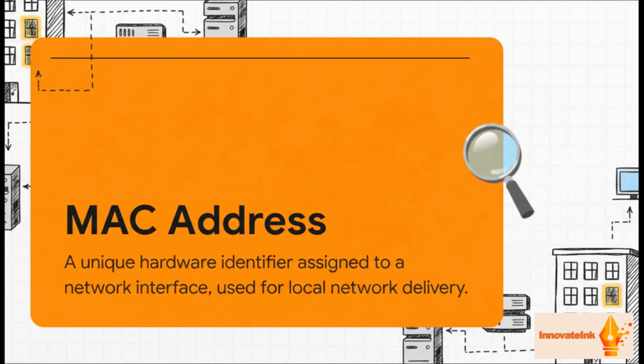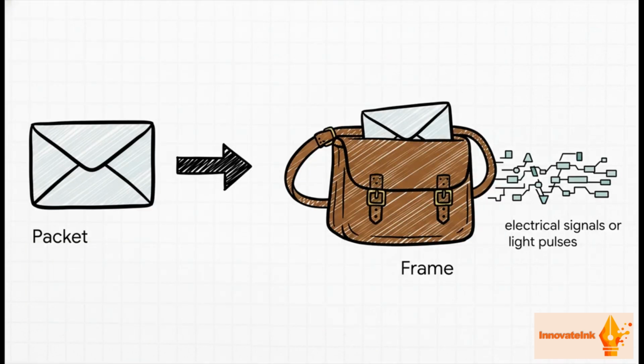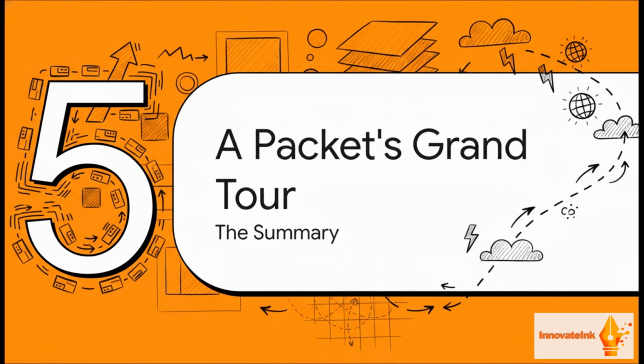So if the IP address is like the street address for a giant apartment building, the MAC address is your specific apartment number. It's how devices on the same local network, like your router and your laptop, find each other. So our addressed envelope, the packet, is now handed to the local mail carrier, who puts it in one last pouch for local delivery. This final wrapped unit is called a frame, and this is what finally gets converted into the actual physical signal, the electricity in a cable, the radio waves for Wi-Fi, or the pulses of light in a fiber optic line.